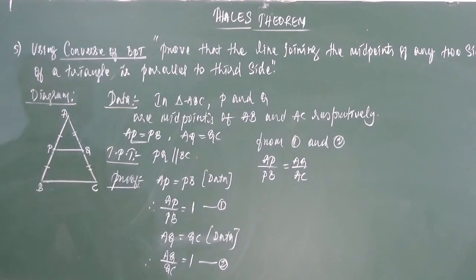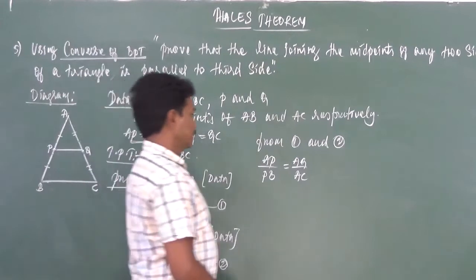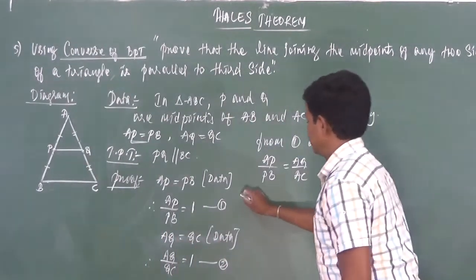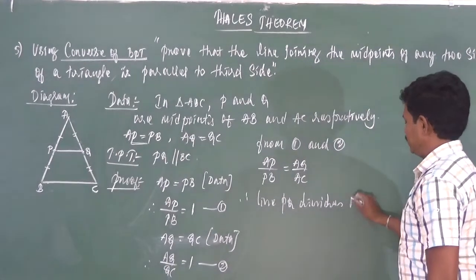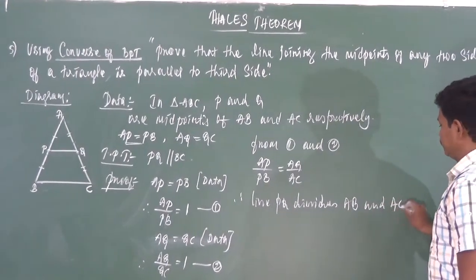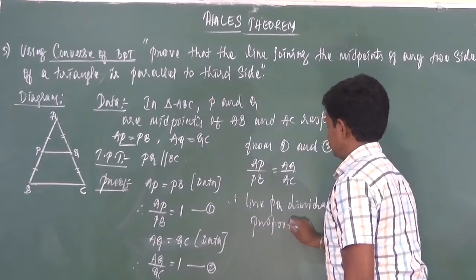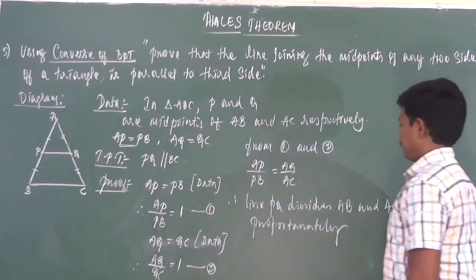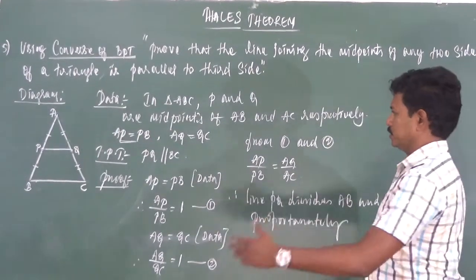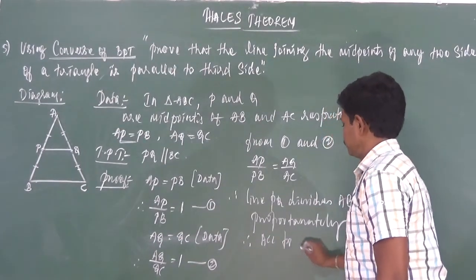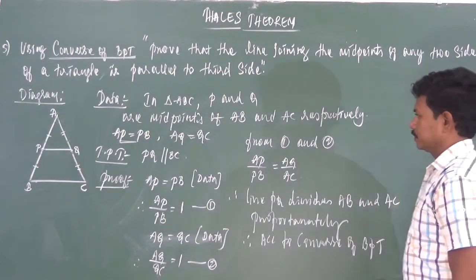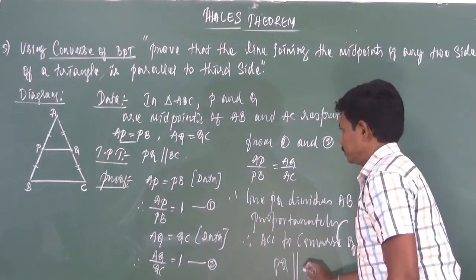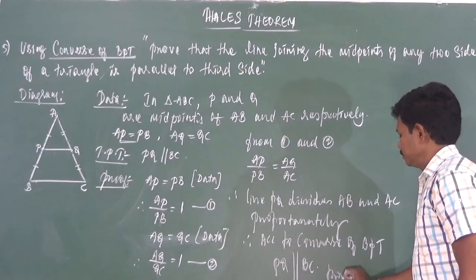According to the converse of BPT, if a line divides any two sides of a triangle proportionately, then it is parallel to the third side. So AP by PB is equal to AQ by QC. Therefore, line PQ divides AB and AC proportionately, or in the same ratio. So, according to the converse of BPT, PQ is parallel to BC. Hence it is true.